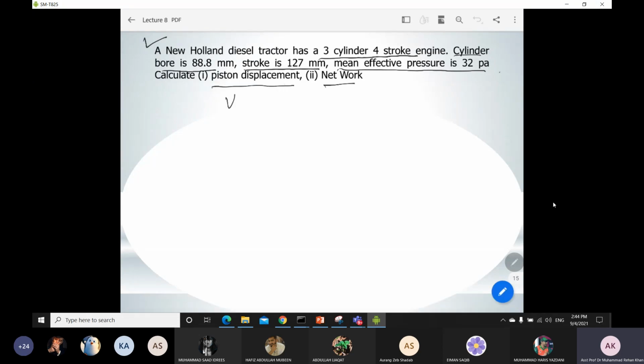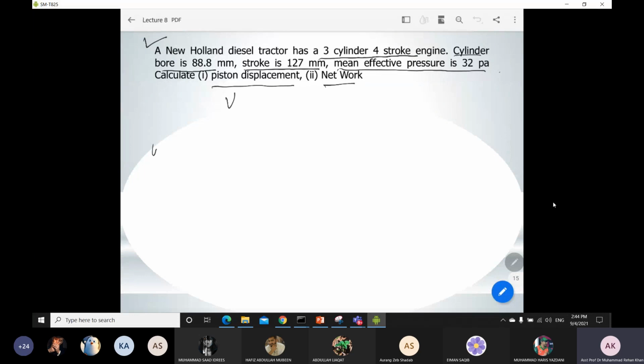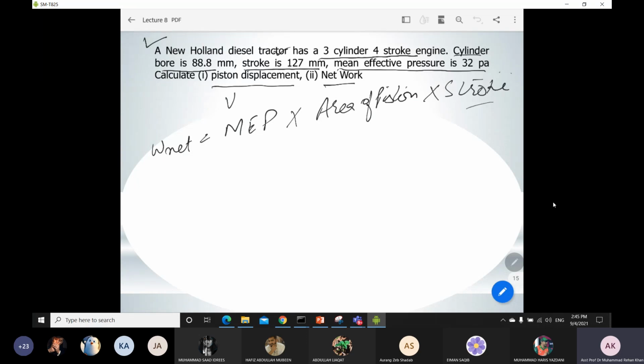Okay, so piston displacement is basically the volume displaced, which I already talked about in the previous slide as well. So what you have to do is find W net. We know that W net is mean effective pressure into the area of the piston, or you can say inside your cylinder, into your stroke length. Stroke is given in your question.